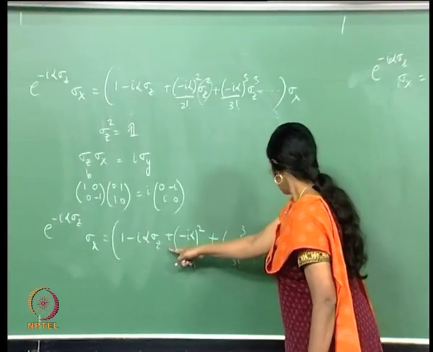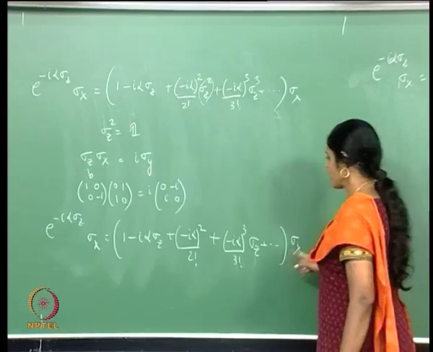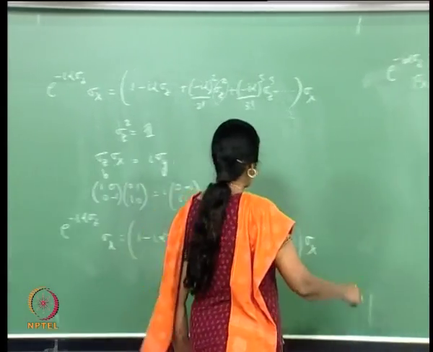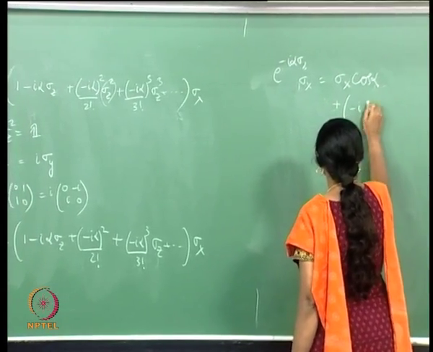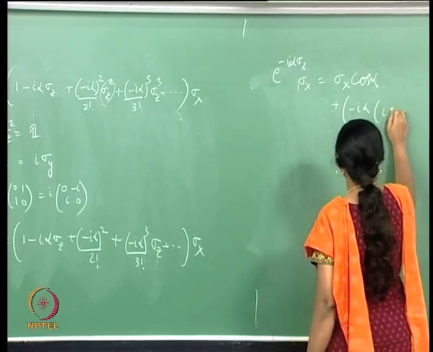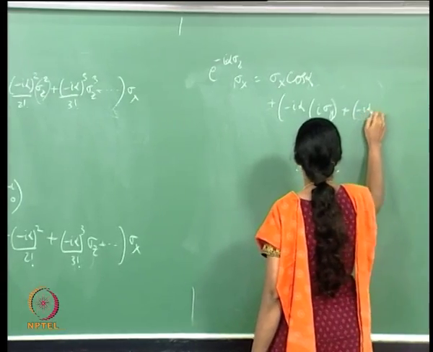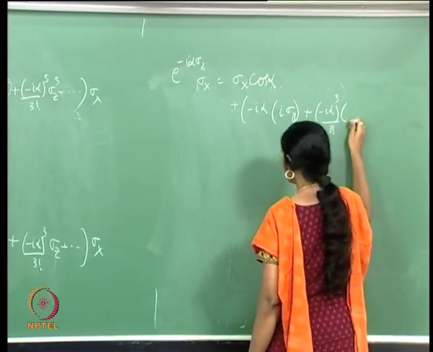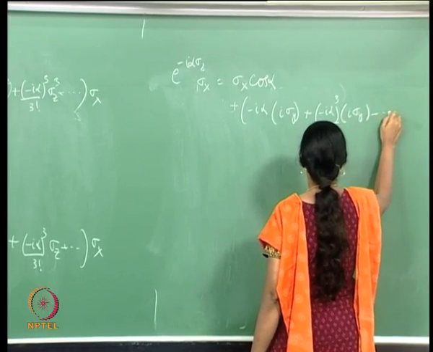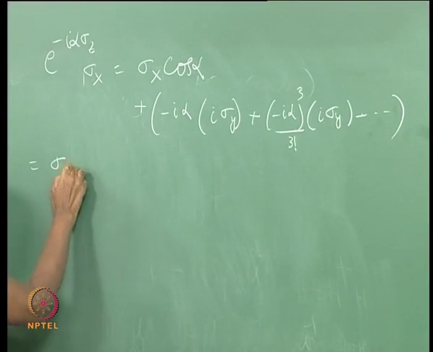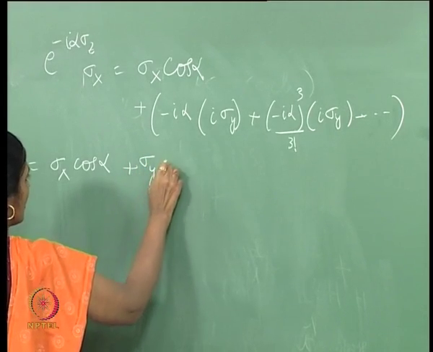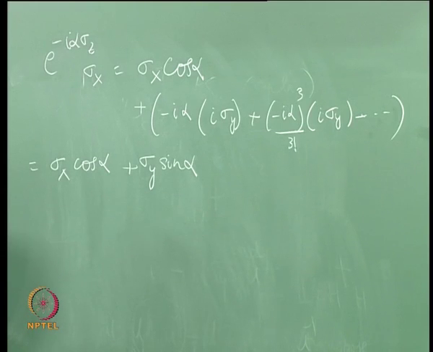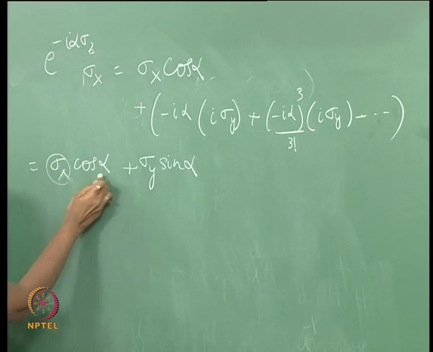And then I have sigma z sigma x, which is I sigma y. So this object is sigma x cos alpha plus minus I alpha sigma z sigma x, which is I sigma y, plus minus I alpha the whole cubed by 3 factorial sigma z sigma x, which is I sigma y, plus so on. It is very clear that this object is simply sigma x cos alpha plus sigma y sin alpha.